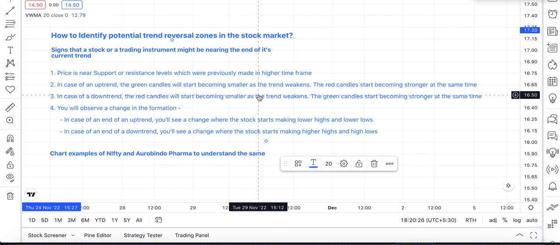Now, starting with the common patterns for identifying trend reversal zones in the market. The first and the most important thing to watch out for is that whenever a stock is trading near a reversal zone, you'll see the price reaching a support or resistance point in a higher time frame. What we mean by a higher time frame is that, for instance, you are trading on a 5-minute time frame chart. Now that's your trading time frame. For a higher time frame, you will go and see the chart in a 60-minute time frame.